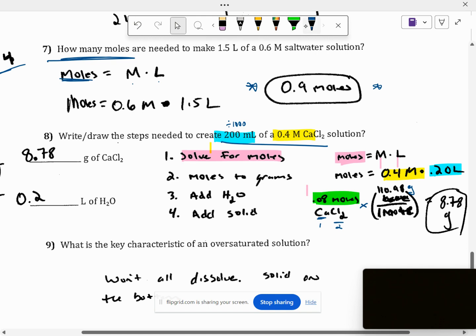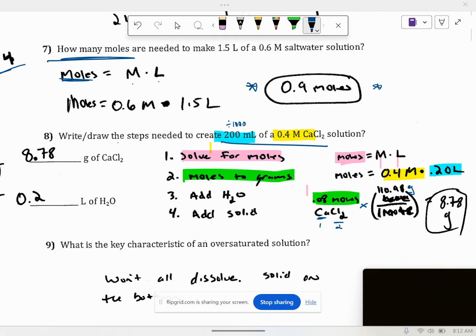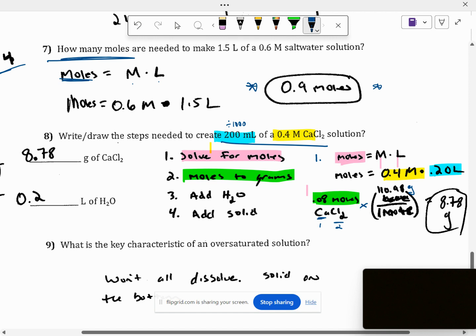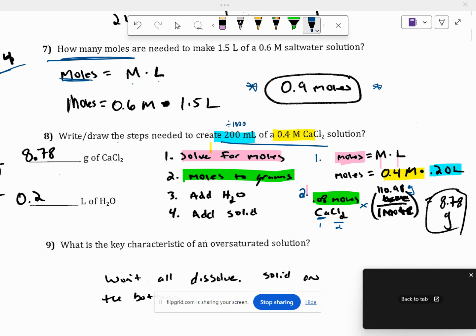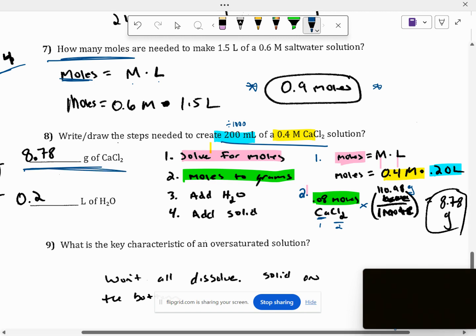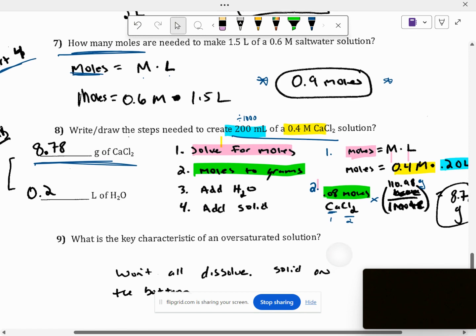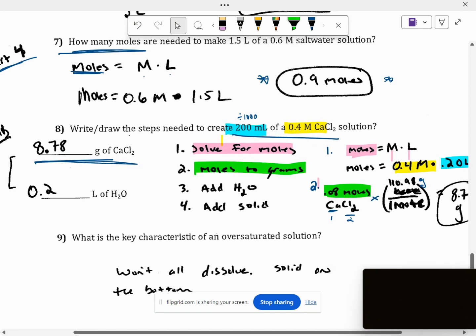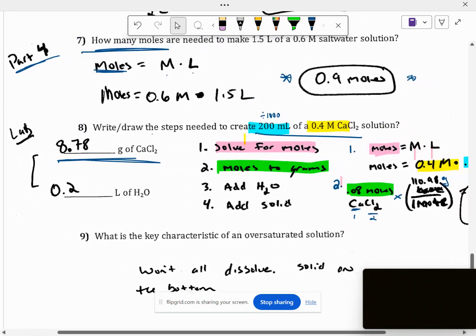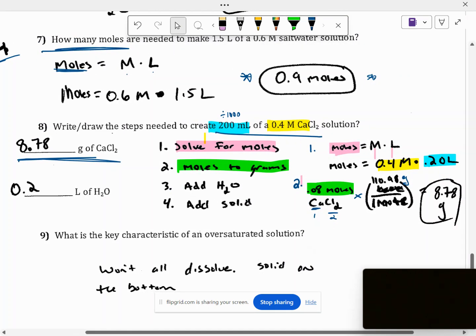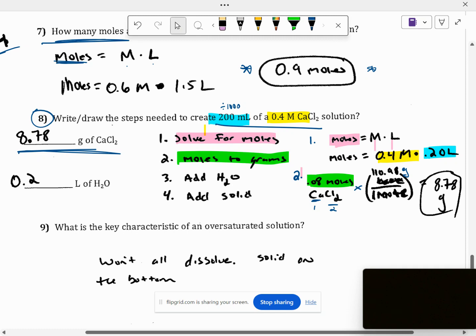All right, so then you would say, I converted moles to grams, check. So this would be step 1. This would be step 2. And then to physically make the solution, you would add water first, and then you would add the 8.78 grams to the 0.2 liters of water. So that one's got a lot of moving parts. It's just like our Kool-Aid lab we did yesterday. If you can do that one, you truly do understand molarity and how to make a solution.